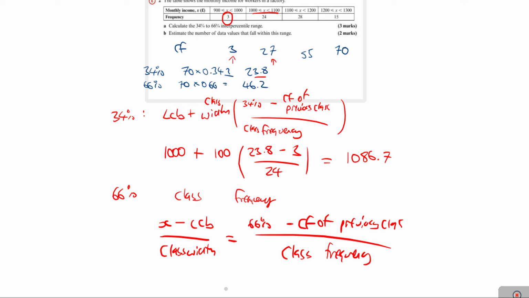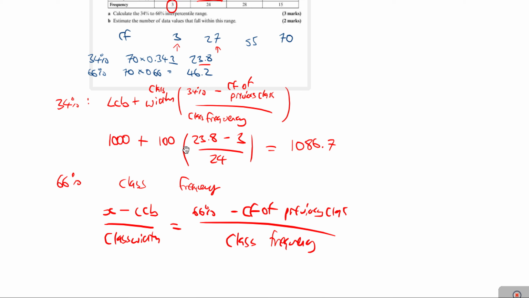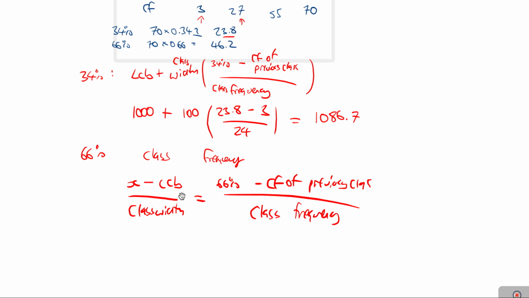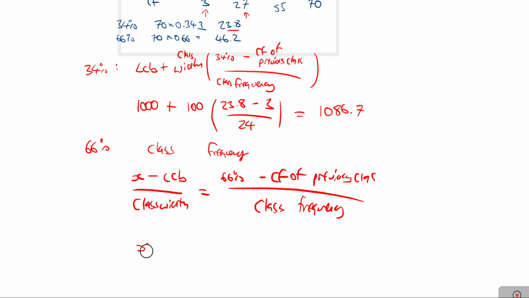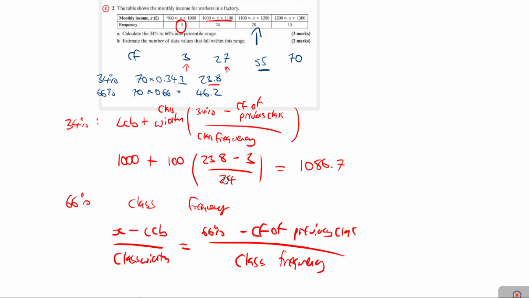So again, either method is valid. Some people prefer each one, so I'll just show both methods, but again, you can just use the formula to calculate it. Here x is what we're trying to find. We need to determine which class we're in. If we're at 46.2, that's above 27, so we move to the next class, and it's lower than 55. So it's going to be in this class for the 66th percentile.